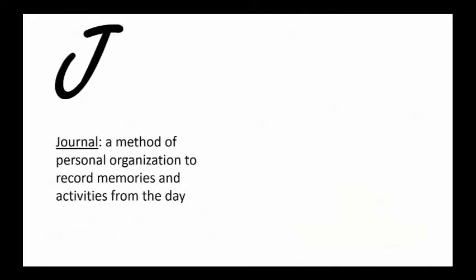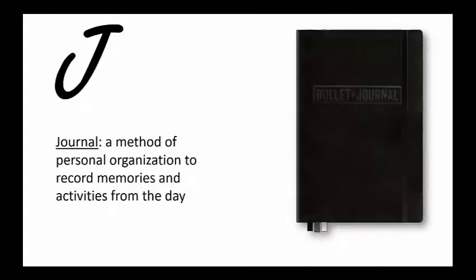All right, moving on to J. And for J, we have the journal. Now, journaling is a method of personal organization to record memories and activities. It's really important to remember that it's personal. A journal is meant to work for you. This is what a common journal might look like. They often have a hard cover, and typically they have an elastic band, and they also have some ribbon at the bottom to use as a bookmark. But a journal can be anything you want it to be.